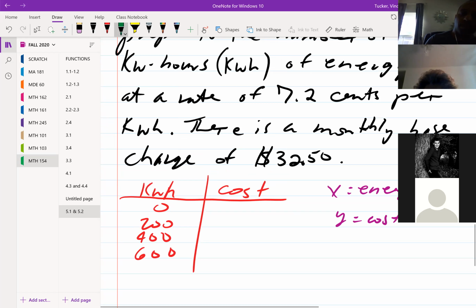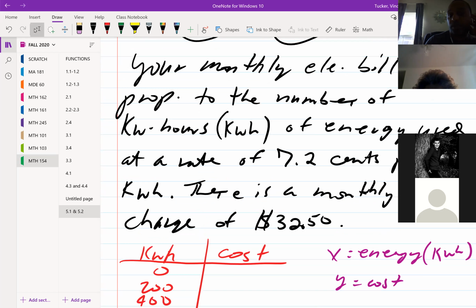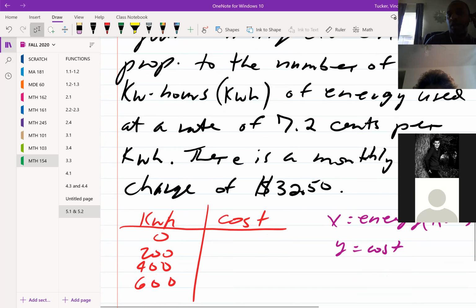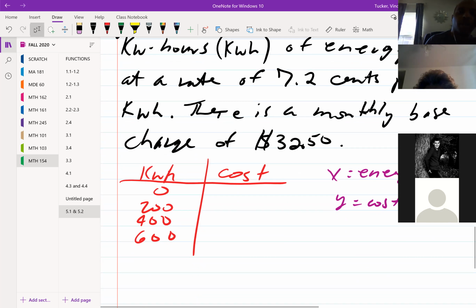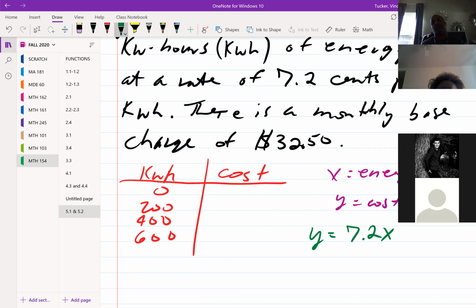If we notice what the problem set us up for, our monthly electric bill is proportional to the number of kilowatt hours of energy used at a rate. Our rate is 7.2 cents per kilowatt hour, and there's a base charge of $32.50. So when I set up this equation using y and x, I can do 7.2x, that's the rate. Every time you have an energy increase, it's going to increase by a rate of 7.2. But then also there's a base of 32.50.